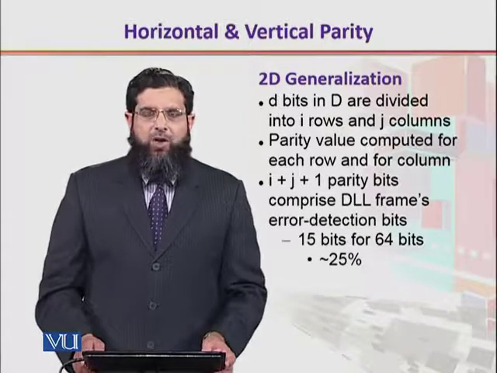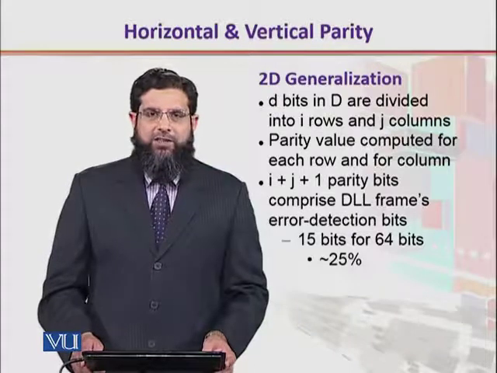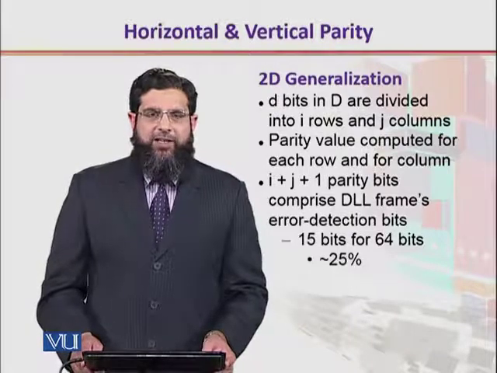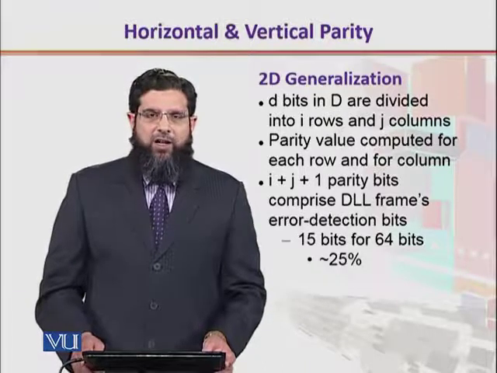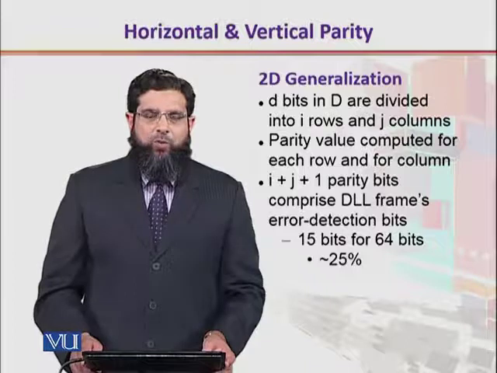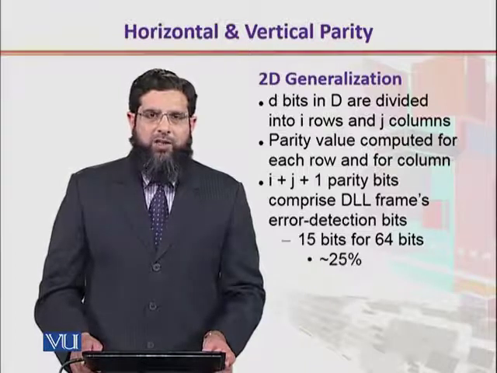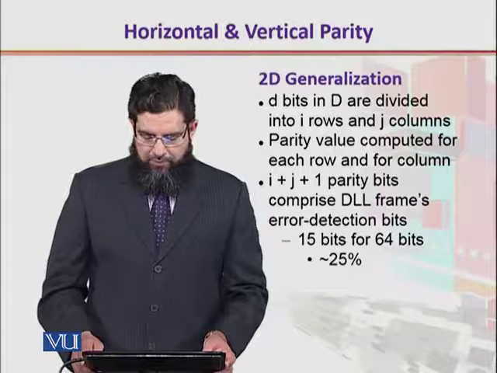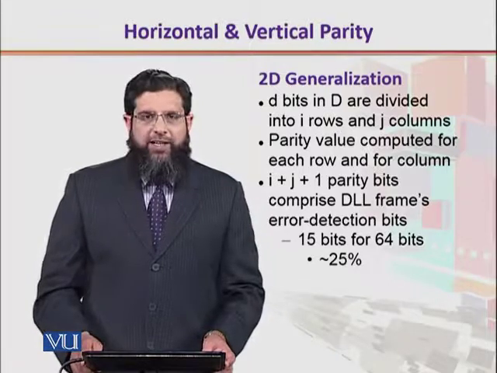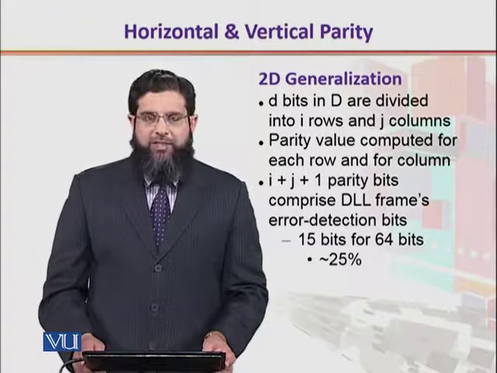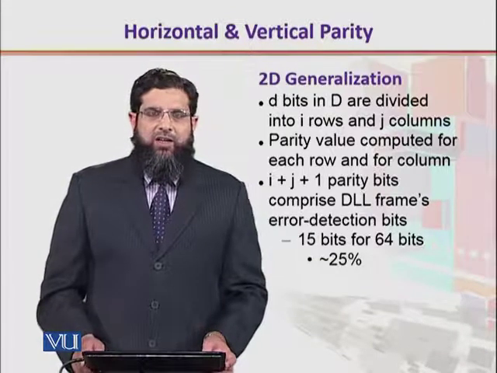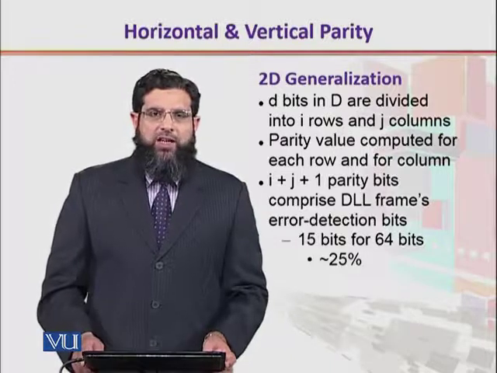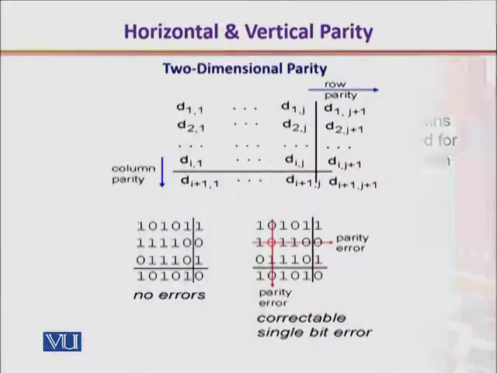Let's take the example of 49 bits. That is, we split it into 7 rows and 7 columns. We would require 15 additional bits, one at the end of every row and for every column. So apparently the redundancy we are getting is 25%. And if we keep on increasing the number of rows and columns, effectively this redundancy is going to reduce. Let's look at the operation first and then the advantage.